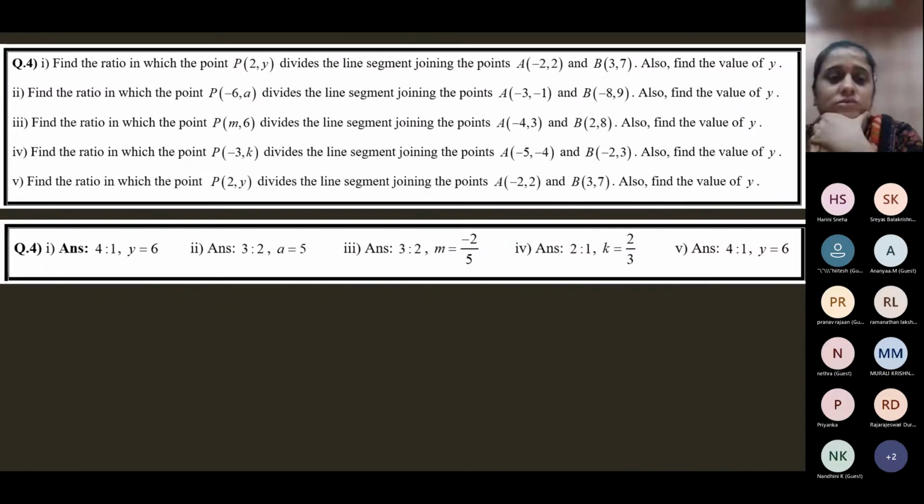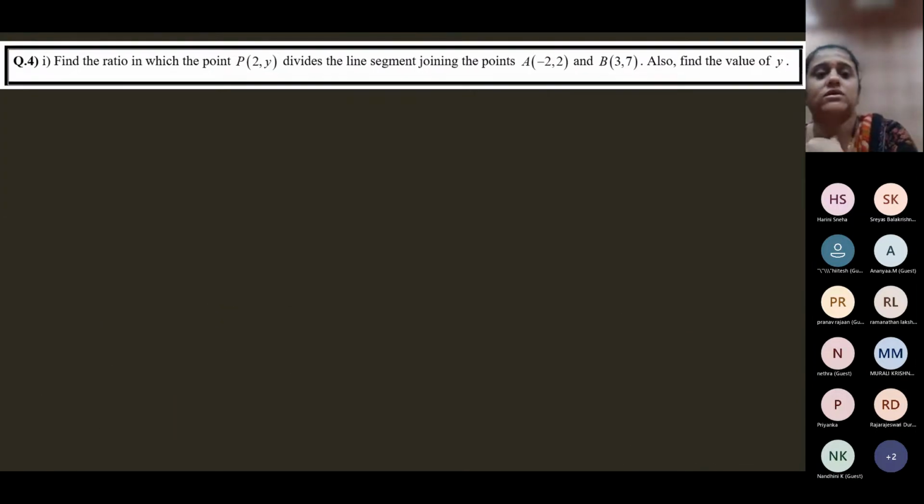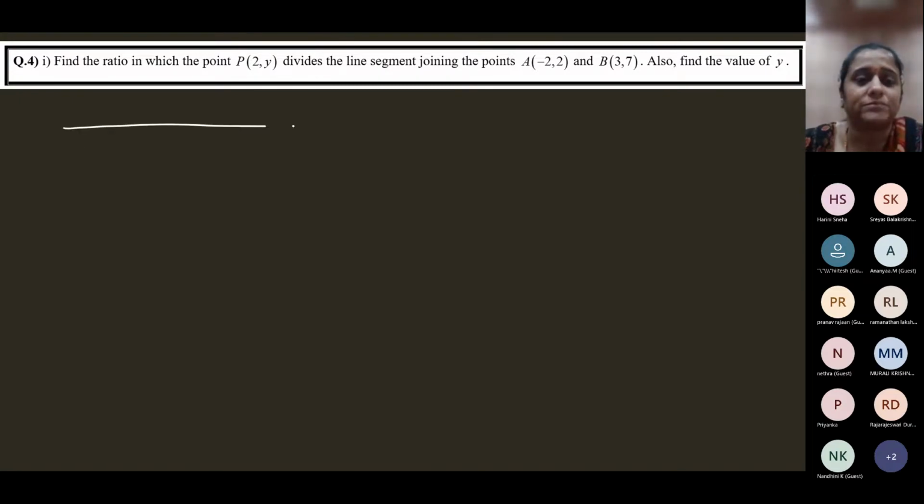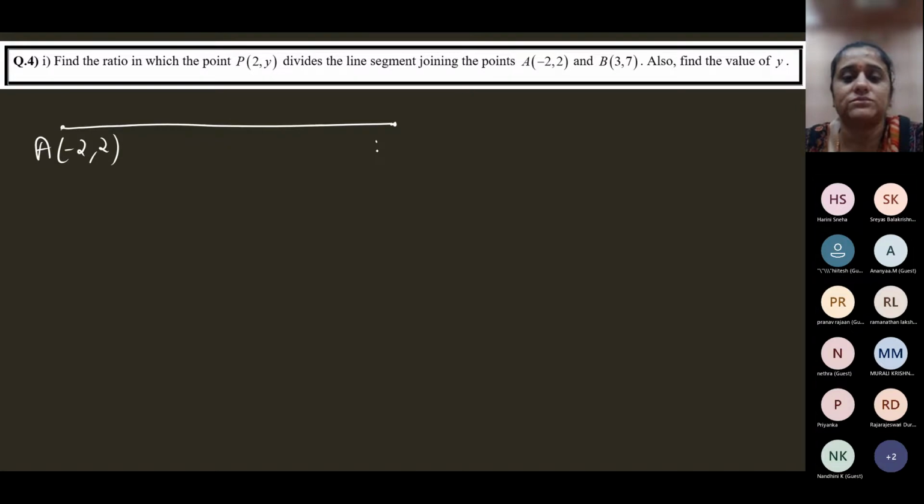Okay. Now, moving on to the fourth one. Find the ratio in which the point P(2, y) divides the line segment joining this and this. Also find the value of y. So who will tell me? Hitesh.